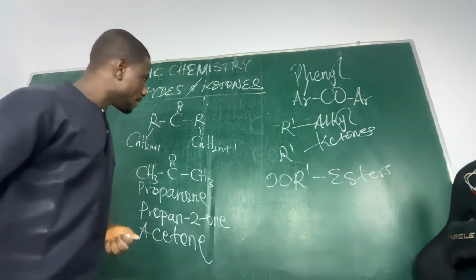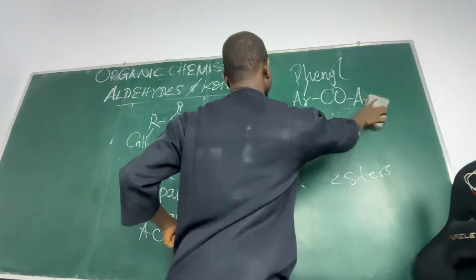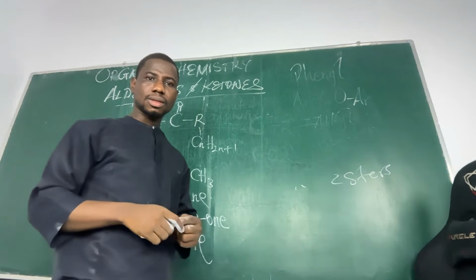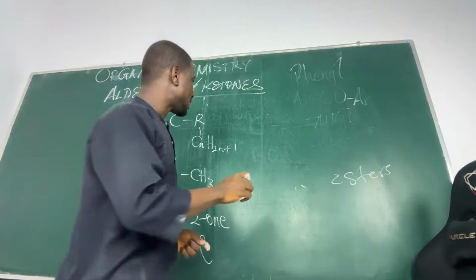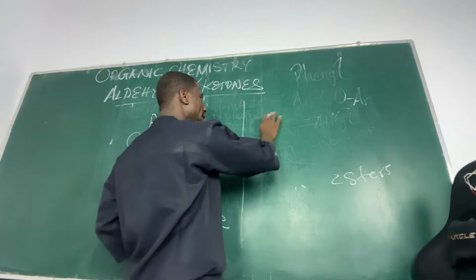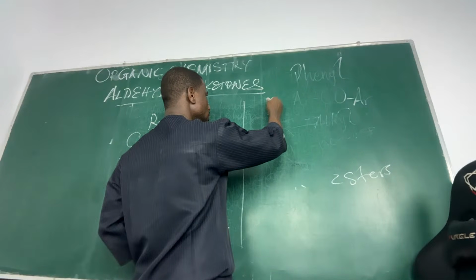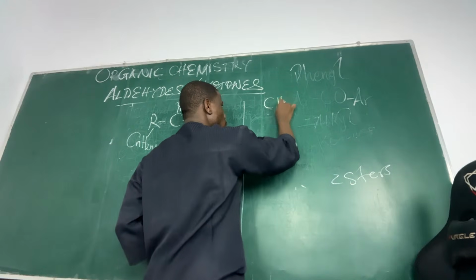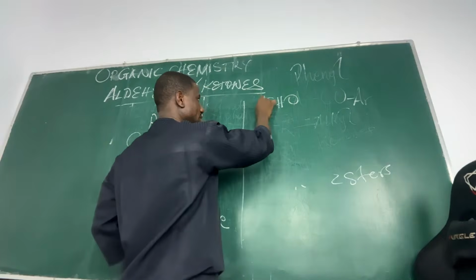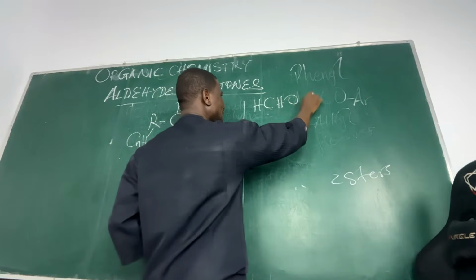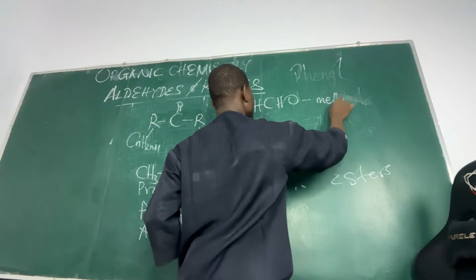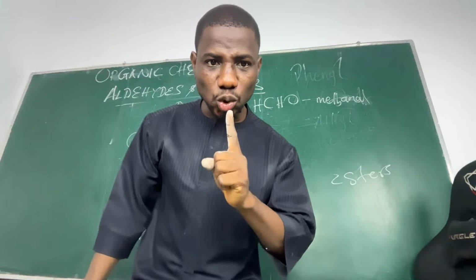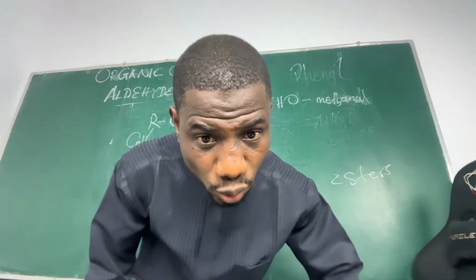Are you with me? But when it comes to alkanals, let's watch this. The first member is, we have CHO as the functional group, right? The first member is HCHO, and that is called methanal. So the formula of methanal is what? HCHO. Very, very important. HCHO.